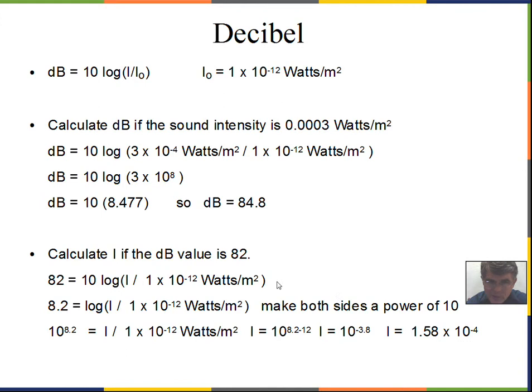Is this a surprise? Our decibel value is 82, and I did this on purpose to have this result available. So the decibel value here of 84.8, here 82, that's a little lower decibel number. We should expect a lower intensity, and did we achieve that? Well, 3 times 10 to the minus 4 was the intensity in the first problem. Now 1.58 times 10 to the minus 4. And yes, we have a lower intensity. This answer makes sense. The lower decibel value has a smaller intensity value.